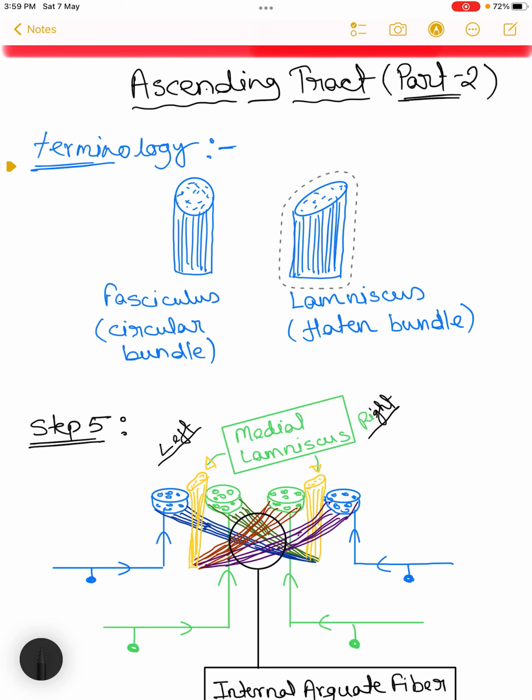Now focus here. So what is it? Again, a bundle of axons, but this is a flattened bundle. Focus here. You will see this ellipsoid-like structure. Okay, and this is known as what? Lemniscus.